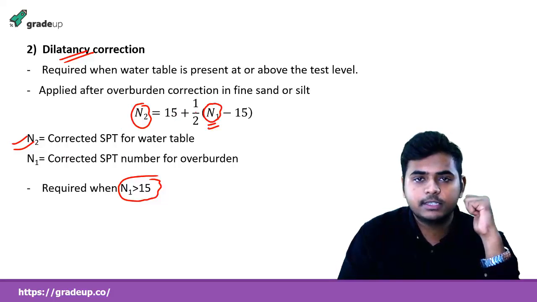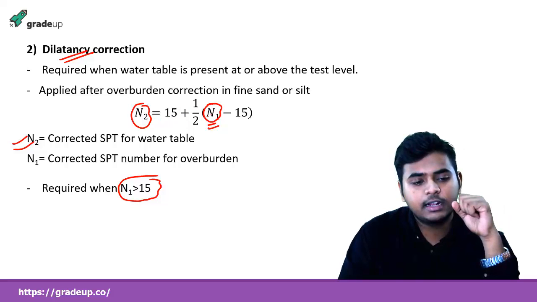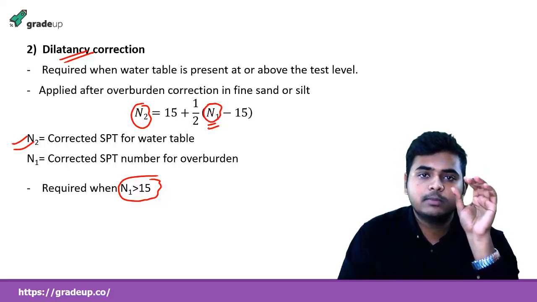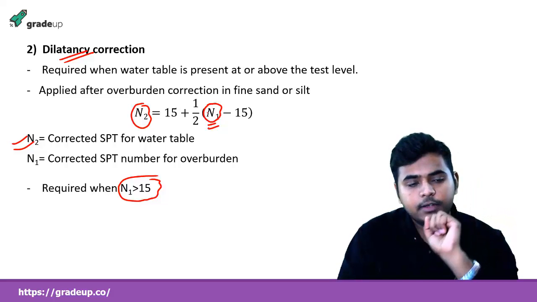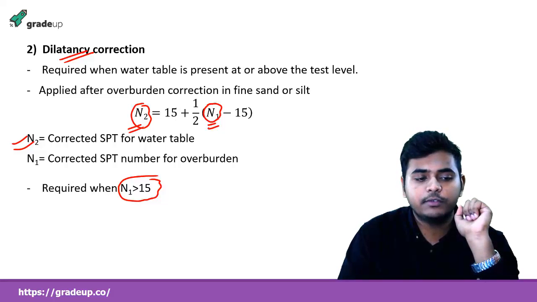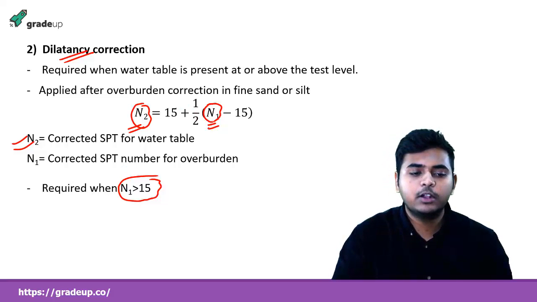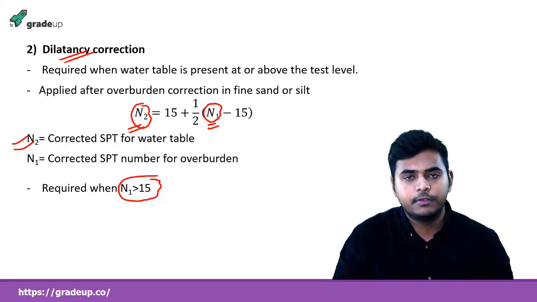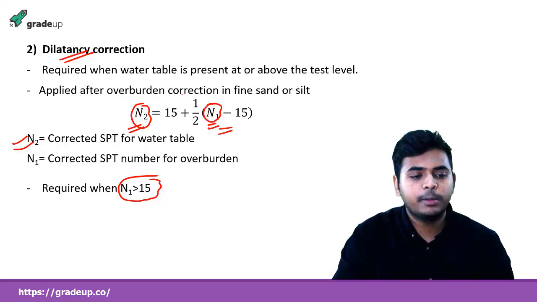Now generally people commit mistakes here. If they have to find a dilatancy correction to get the final SPT value, they sometimes directly put the value of N0 here. N0 is the observed value. From the observed value you first have to apply the overburden correction and obtain the N1 value, and then using the N1 value you have to find the N2 value. That will be the final corrected value, and it will be applied only when N1 is greater than 15. Why? Because otherwise this value will become negative. So this is applied after overburden correction, only on fine sand or silt.